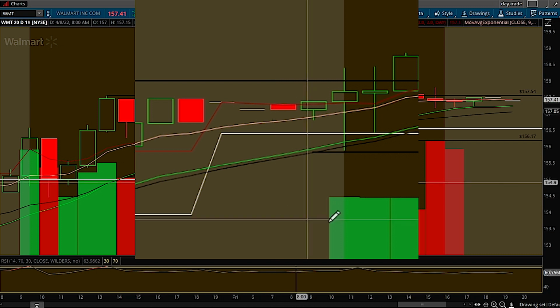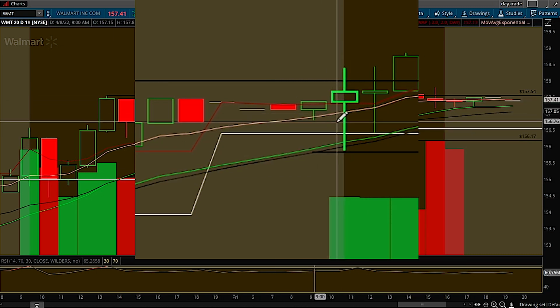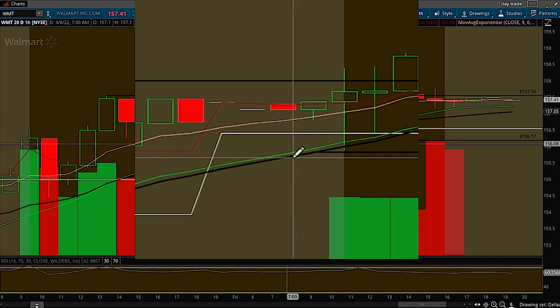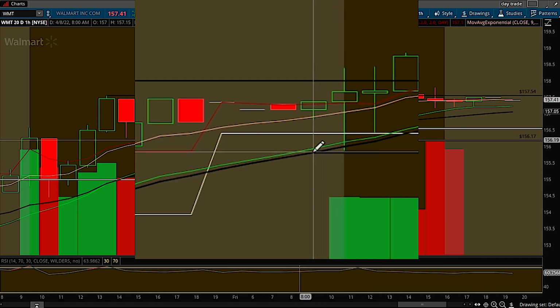But let's take a look at Walmart here. This is the opening 1 hour candle. You find this level using the 1 hour time frame. Keep that in mind. As you can see here, this black indicator is my 20 EMA. We're looking at the hourly chart again. Simply identify where that is.